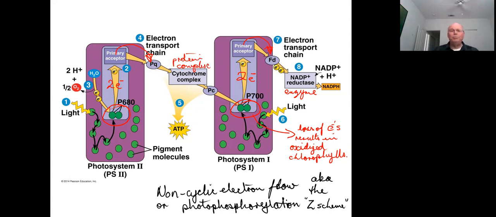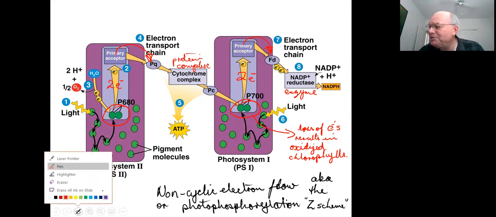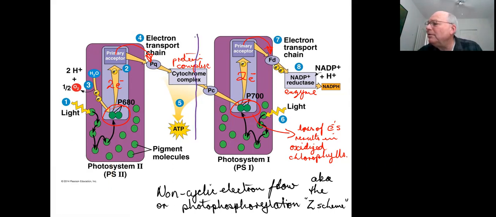And the cytochrome complex does in chloroplasts exactly what the electron transport chain protein complexes do in mitochondria. It takes hydrogen ions and moves them through the complex from the stroma to the thylakoid space.